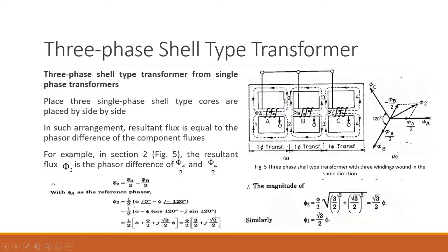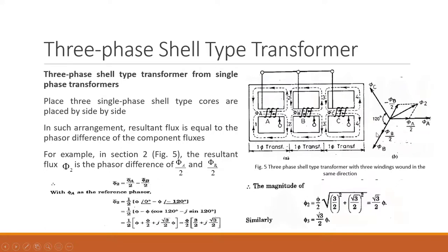Suppose in this section 2 the resultant flux is phi 2. The flux produced in transformer A is going to flow half in this section, so it will be phi A by 2. Similarly, from the second transformer B, the flux flowing here will be phi B by 2. So the resultant flux phi 2 will be the phasor difference of these two fluxes: phi 2 equals phi A by 2 minus phi B by 2.